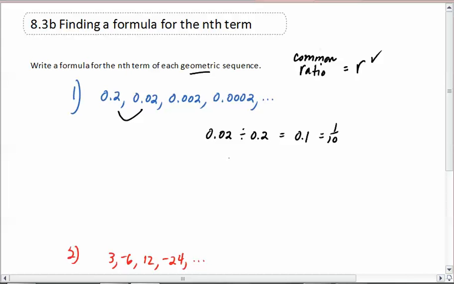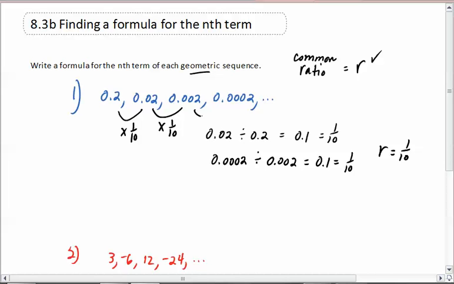So I'm going to double check. I'm going to take the fourth one in line, 1, 2, 3, and that divided by the third one in line. And again, I get 0.1, which is a tenth. So I'm convinced that my common ratio is to multiply by a tenth. I'm going to write this at the bottom here, just to remind myself. From here to here is times a tenth, and from here to here is times a tenth. Okay, so my common ratio is a tenth.